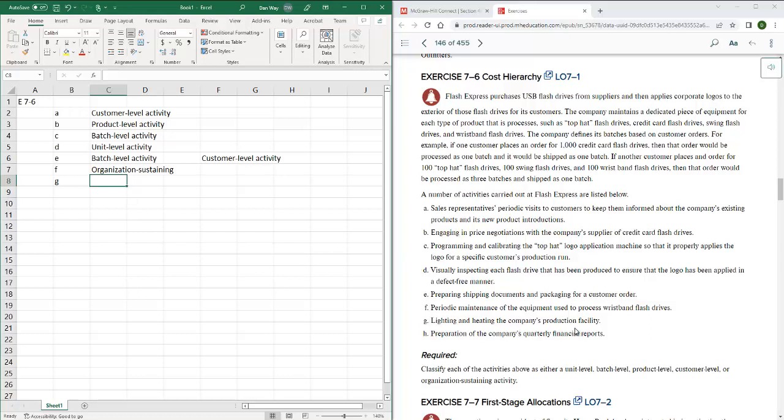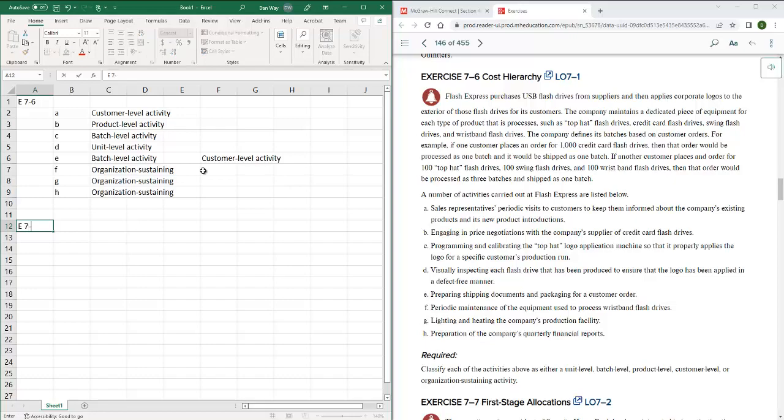G said lighting and heating the company's production facility. Now, lighting and heating for sure is independent of volume. So that stuff is very much org sustaining in nature. Okay, we've got the lights and the heat on, even if we don't produce anything for a given day or week or month or whatever. And then very last was H, preparation of the company's quarterly financial reports. So that's independent of volume. That's independent of how many different types of products we sell, how many customers we have or serve, and everything in between. So there's another one that's a good fit for organization sustaining.